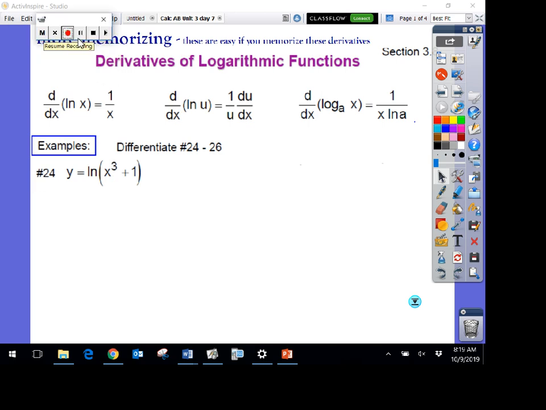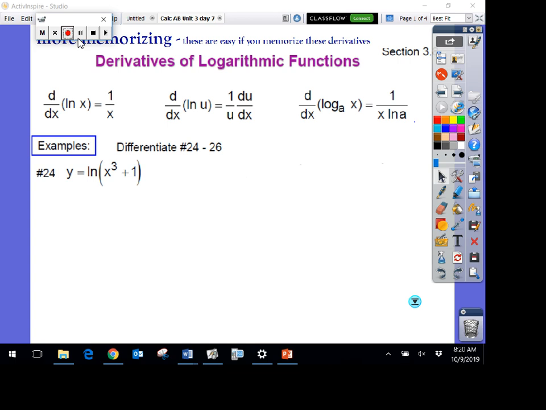We have the derivative of the natural log of x is 1 over x. The derivative of the natural log of u. So if we're taking the derivative with respect to x, and that is a different letter, we have to tag it, okay? You're going to start seeing u's pop up a little bit.